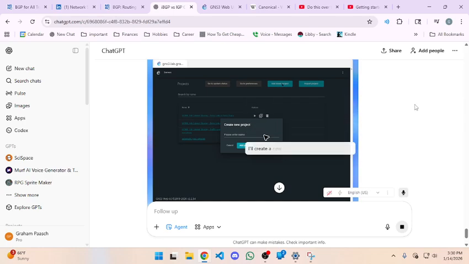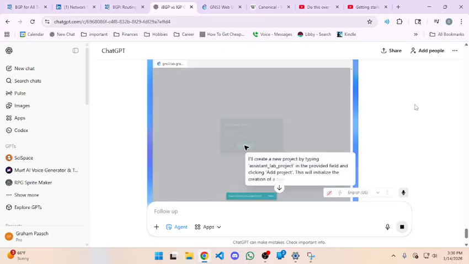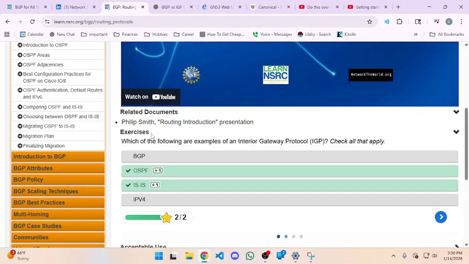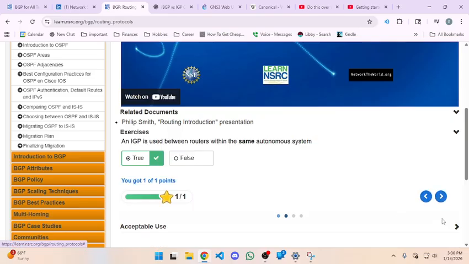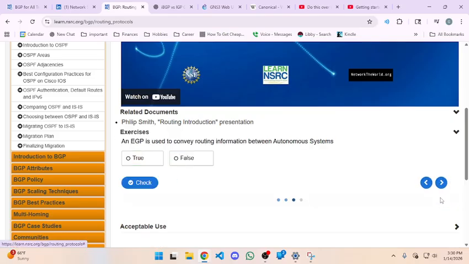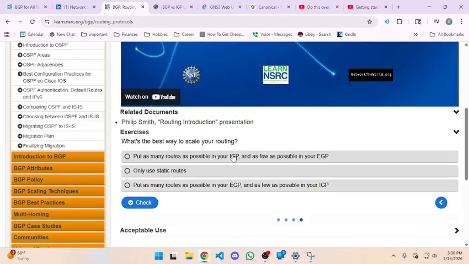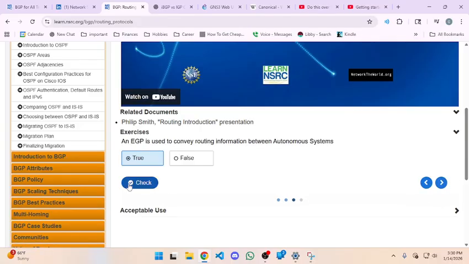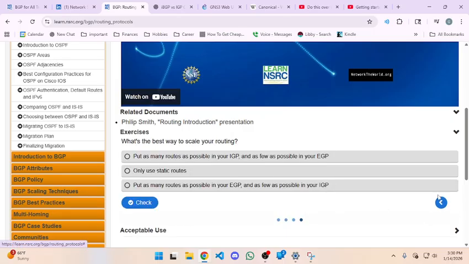All right, so now it's creating a new project, and I'm totally sidetracked. Assistant lab project, it called it. Not a good name, but whatever. Let's do some more questions as it's working. Got that one right. An EGP is used to convey routing information between autonomous systems. Of course, that's true. Oops, never checked the answer though. Let's make sure. Yep.